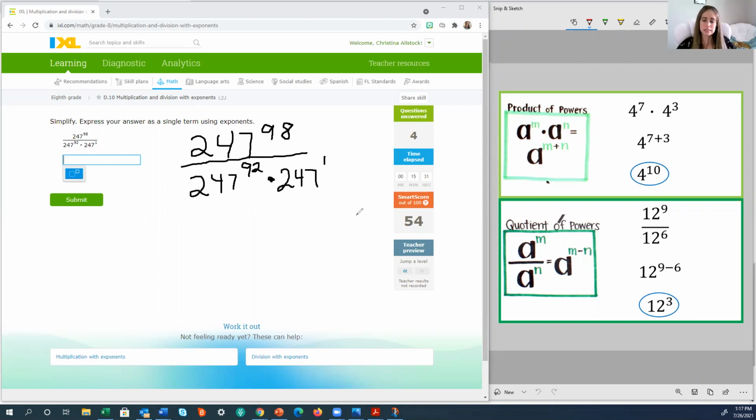What do you guys notice is a little different about this problem? Hopefully, you said that you noticed we have both division, because we have a fraction, and we have multiplication. So the tricky part is, what do you think we have to do first? If we have to do both of them, which one do we do first? In this case, we are going to be multiplying, so the product of powers first.